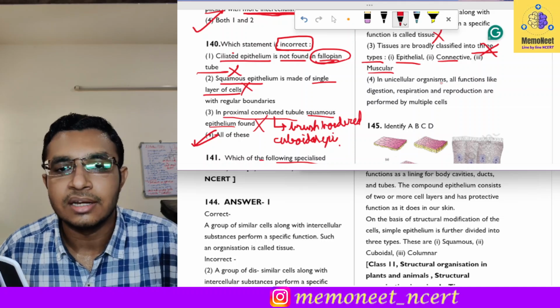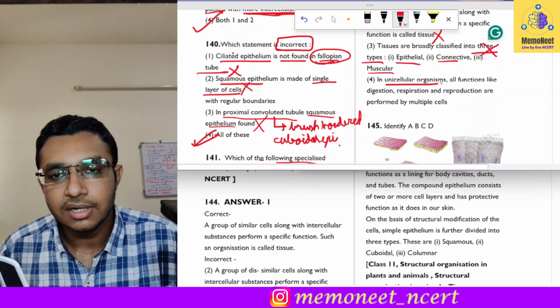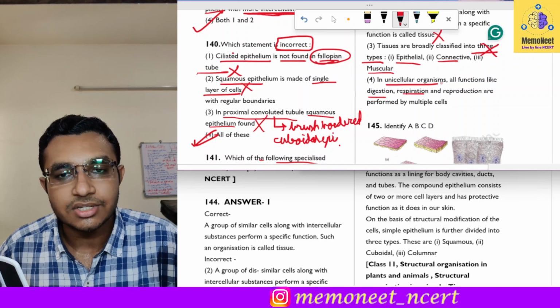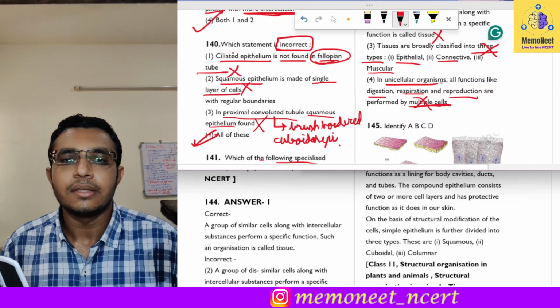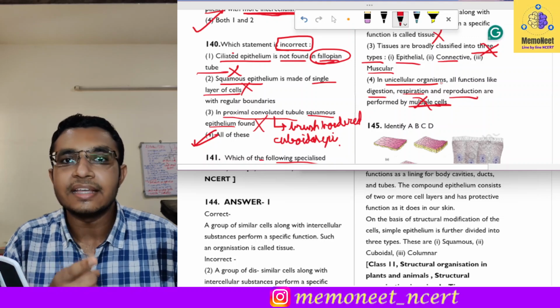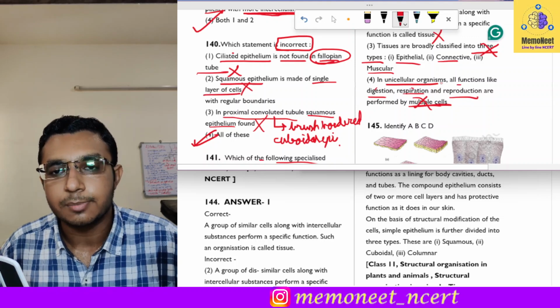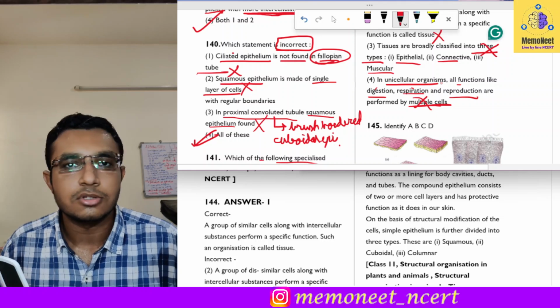So this is incorrect. The fourth statement is unicellular organism. All functions like digestion, respiration, and reproduction are performed by multiple cells. So no, in the unicellular organism only a single cell performs the digestion, respiration, and reproduction. So this is also incorrect.